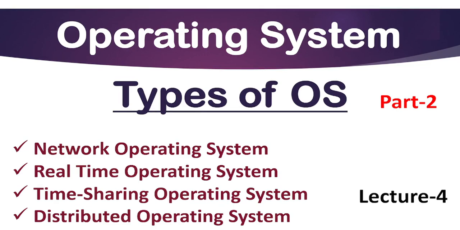So coming back to the topic, that is types of operating system. In this video we are going to cover the next four important and most expected types of operating systems, that are network operating system, real-time operating system, time sharing and distributed operating system. All these types are very important for your college level examinations as well as your competitive examinations.